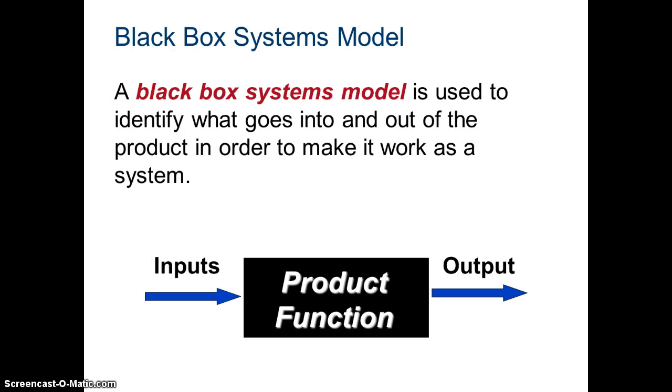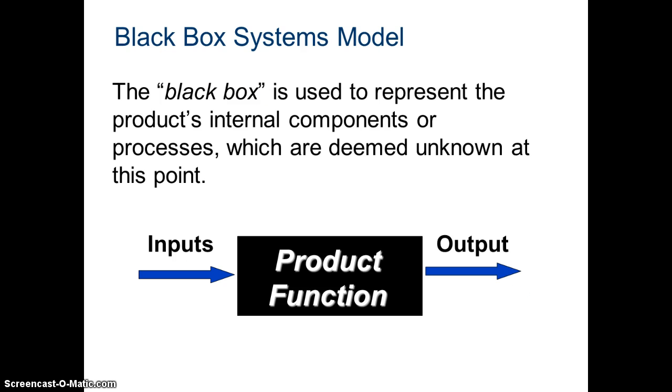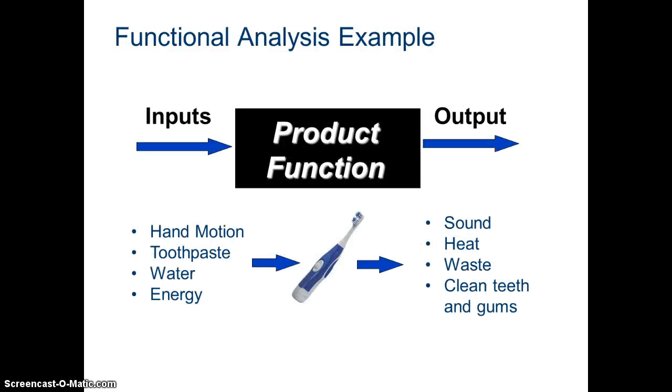Then we get to the black box systems model. So what we basically do, we have to identify what goes into it, which is the inputs. Something happens, the product functions, and then there's an output. The black box is used to represent the product's internal components or processes which are deemed unknown at this point. Now, obviously, we know what a toothbrush does, but we don't know the inner workings of it without taking it apart. But we're not going to take it apart first because we have to hypothesize, because maybe the problem isn't with the inside, maybe it's with the outside or the process itself.